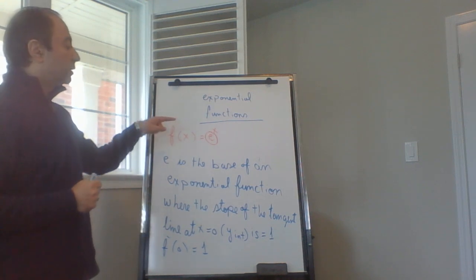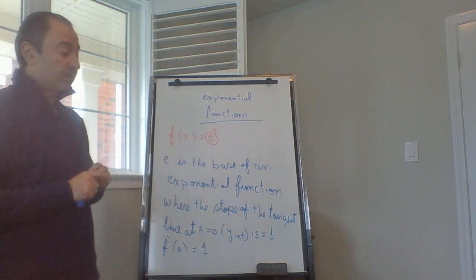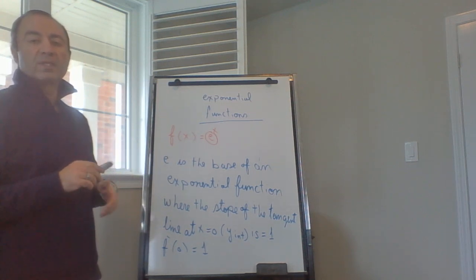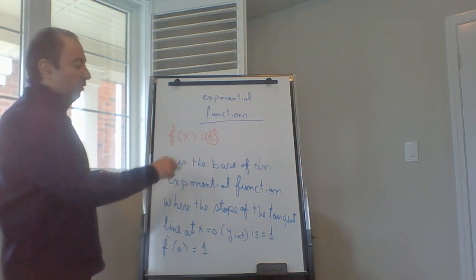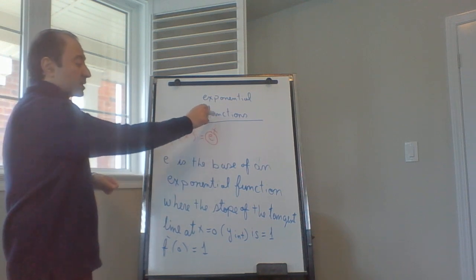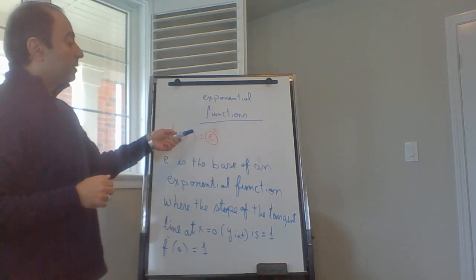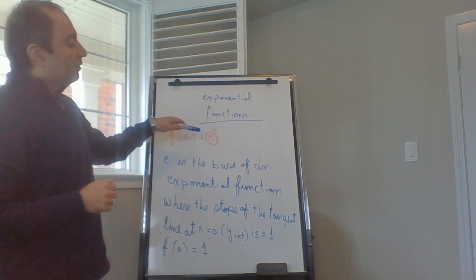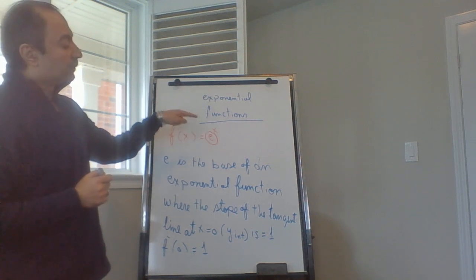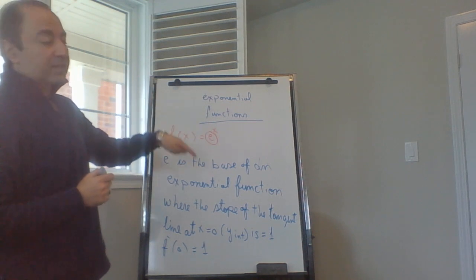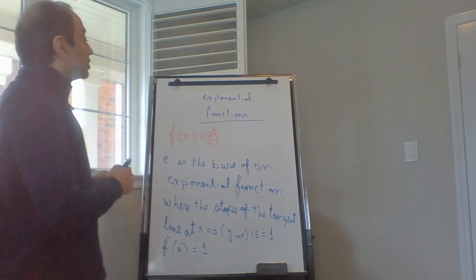So, again, e is the natural number. It is an irrational number, with an endless decimal, almost equal to 2.71828. Its definition is that it is the base of an exponential function. So this is an exponential function. This is the base. E is the base of that function when the slope of the tangent line to the curve of the exponential function at x equals 0, which is the y-intercept, equals 1.